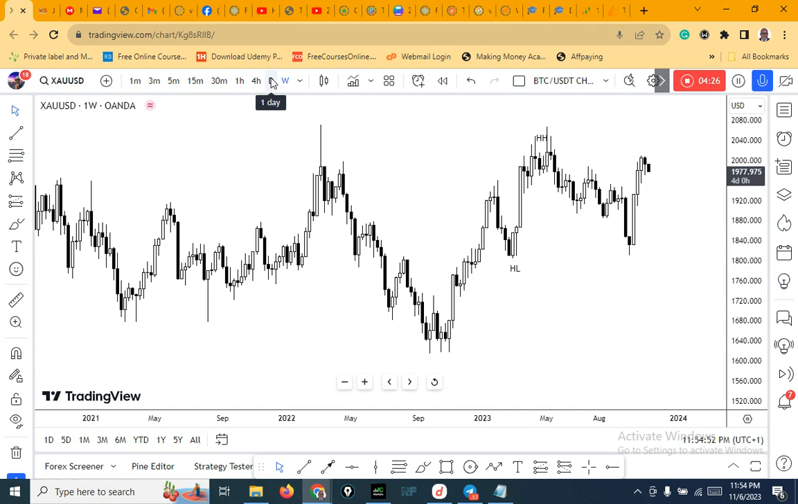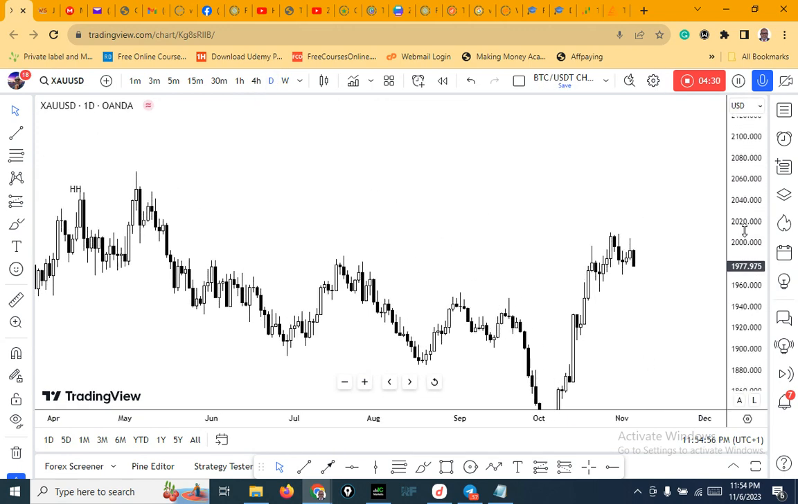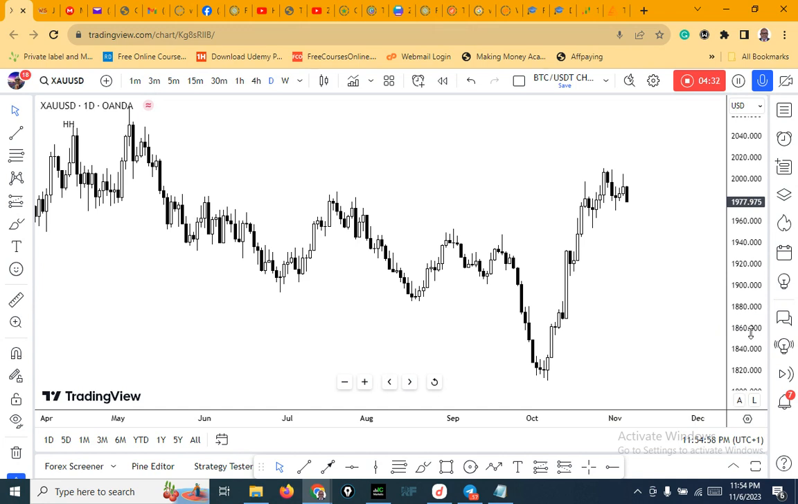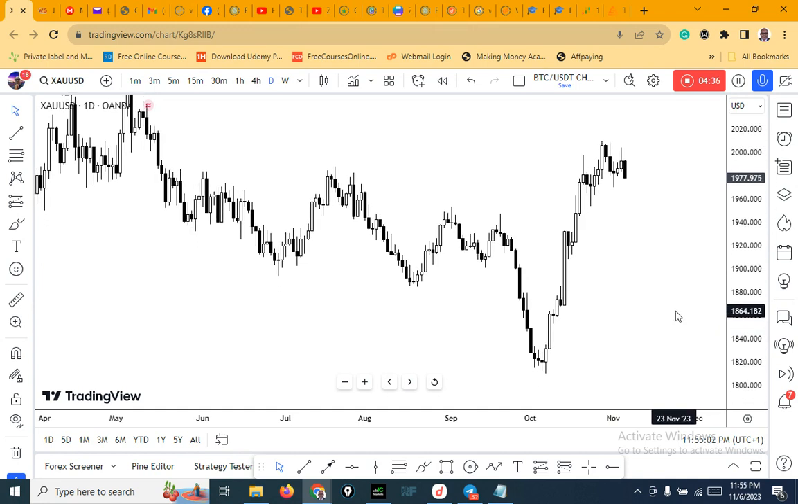So let's drop down to the daily time frame and see what the market is doing. All right, see, guys, this has been consolidated. When you drop down to the daily time frame, you'll see what the market is doing from a better perspective.